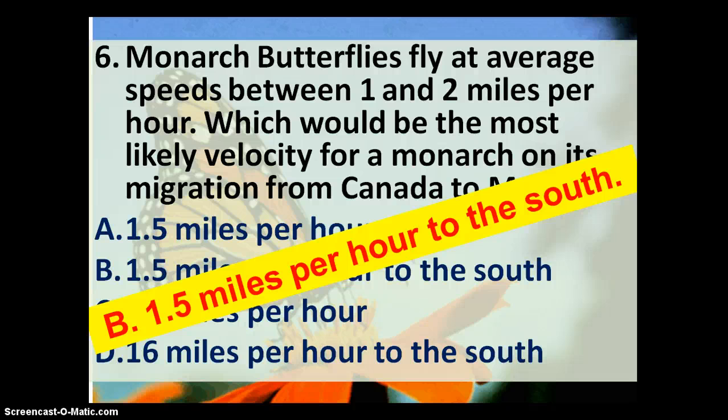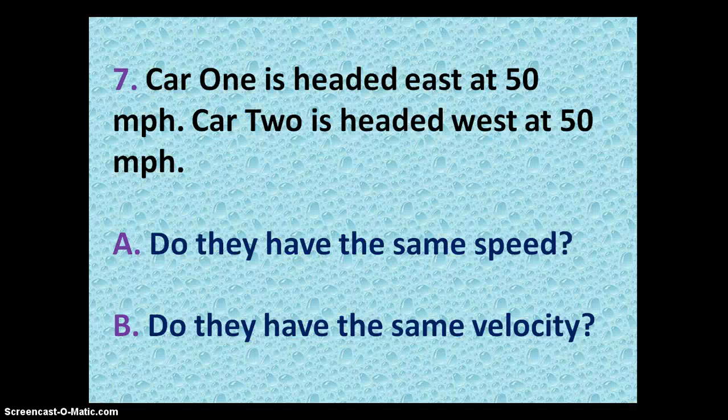Your answer should be B, 1.5 miles per hour, that's the speed part, to the south, and that's the direction part. Okay. Number 7. Car 1 is headed east at 50 miles per hour and car 2 is headed west at 50 miles per hour. Do they have the same speed and do they have the same velocity? Go ahead and pause and make your answers now.